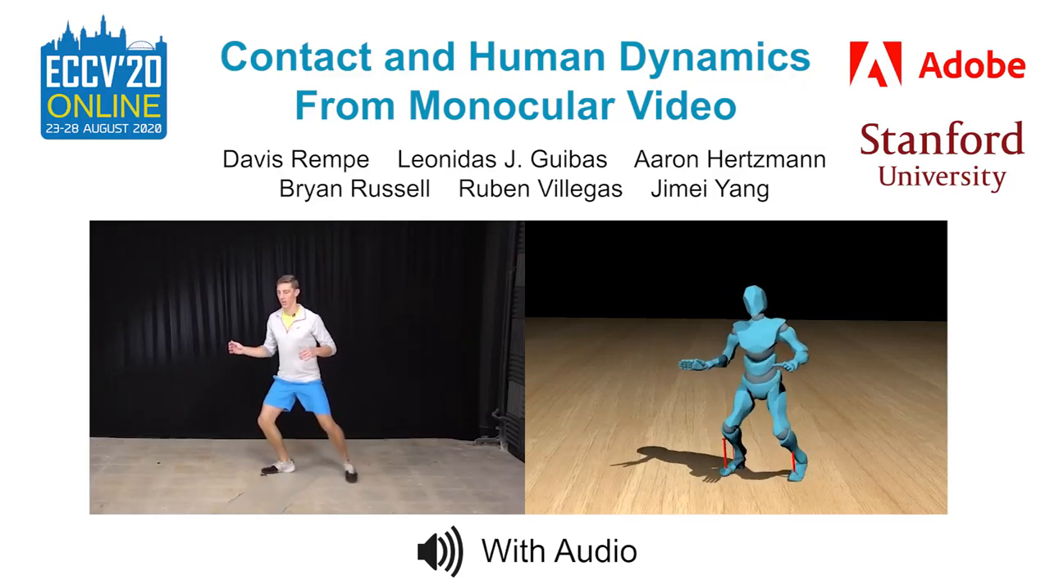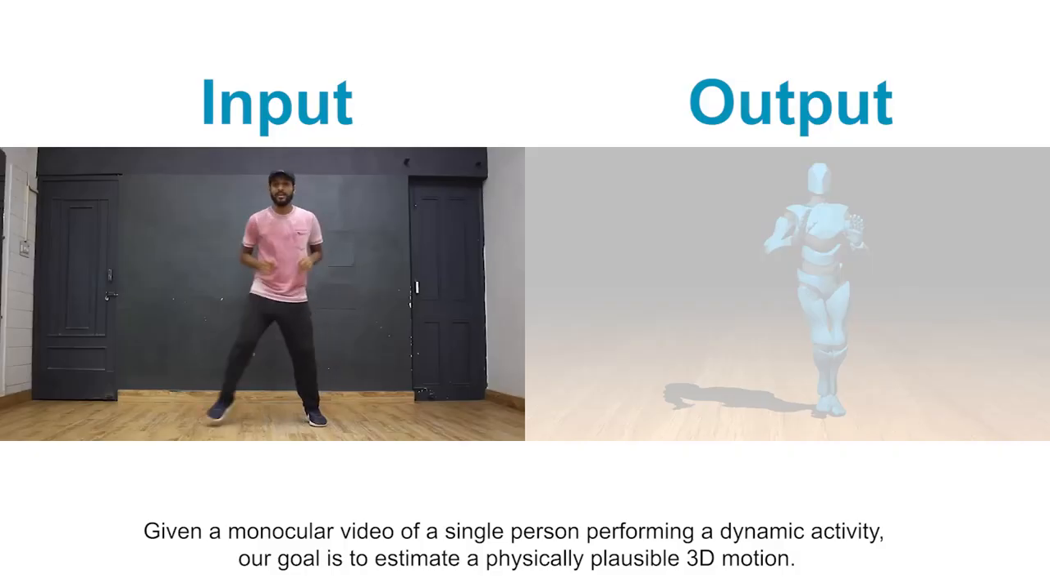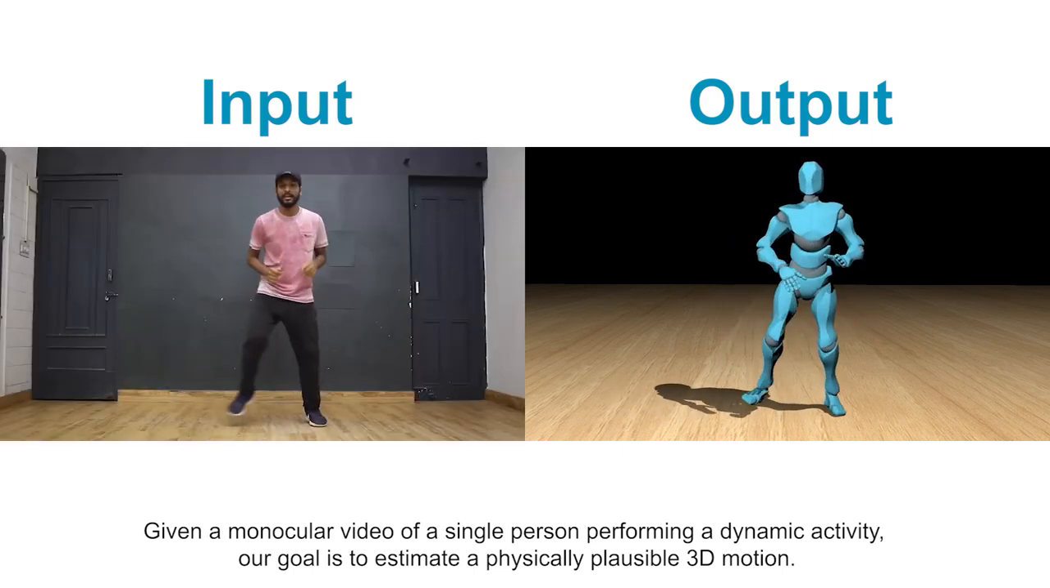Contact and Human Dynamics from Monocular Video. Given a monocular video of a single person performing a dynamic activity, our goal is to estimate a physically plausible 3D motion.